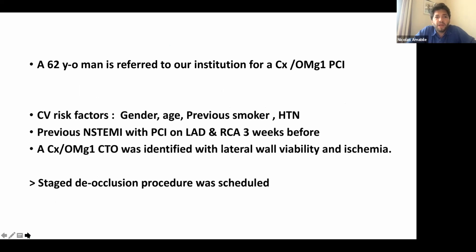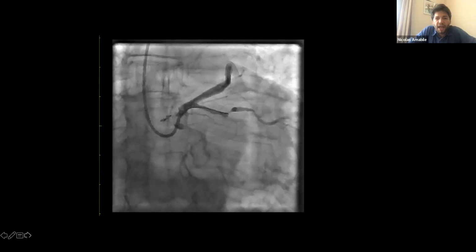This is a 60-year-old man who was referred to our institution for a circumflex first marginal branch PCI. He suffered from a previous non-STEMI that was treated by a PCI on LAD and right coronary artery 3 weeks before. During the initial procedure, we identified a very complex CTO lesion of the lateral bifurcation and a CTO lesion of the circumflex, and some lateral wall viability and residual ischemia. So we decided to propose to this gentleman a staged deocclusion.